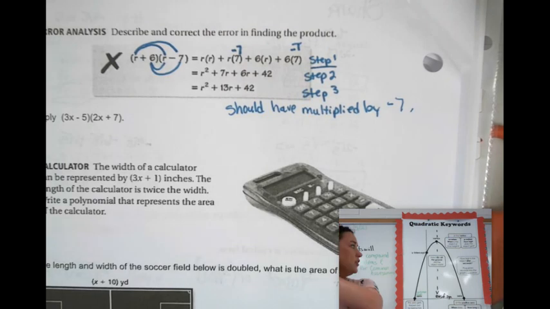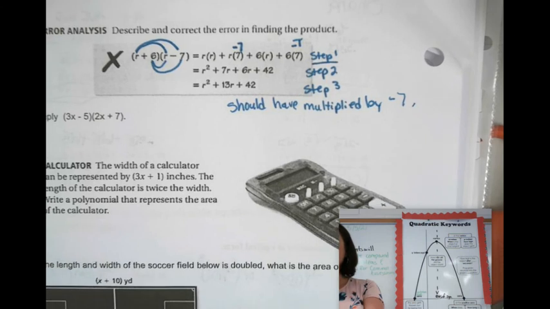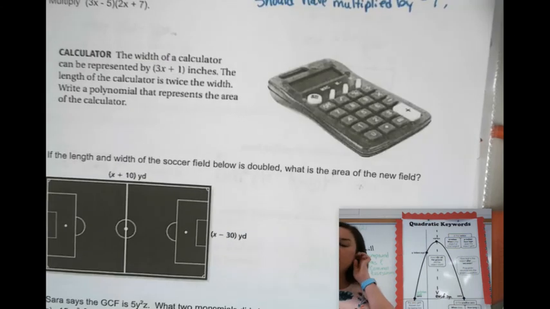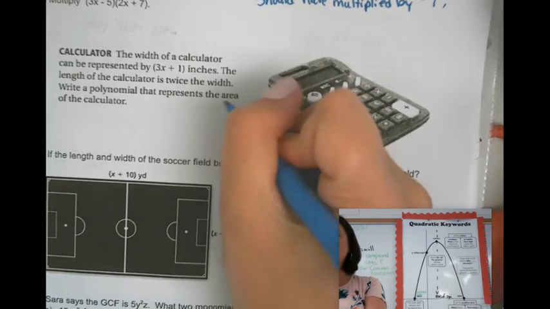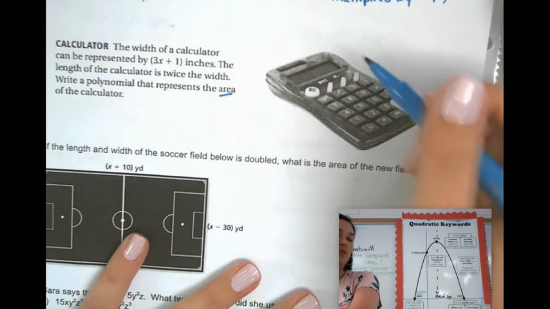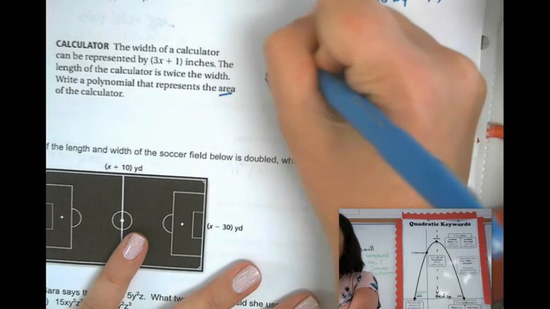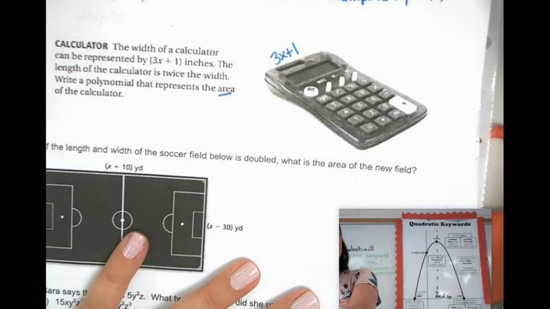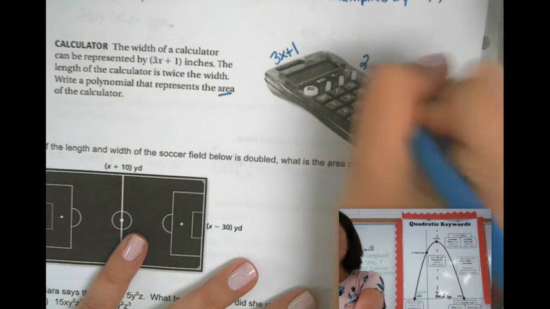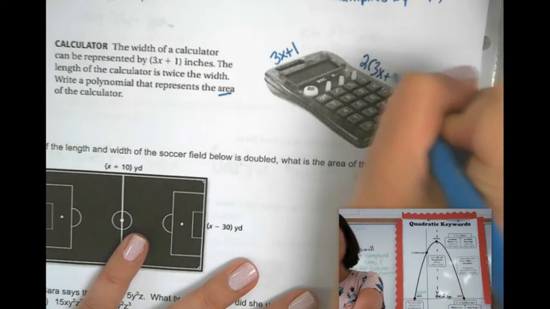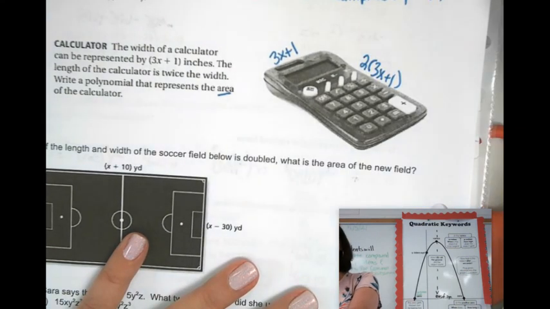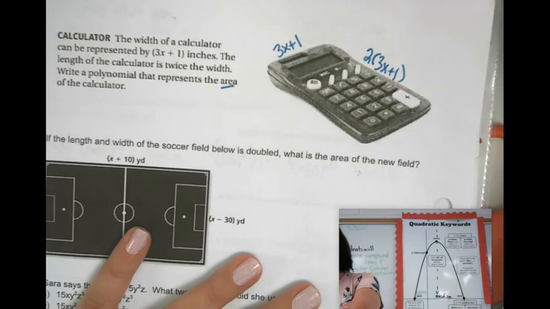All right, we're going to look at number 13 together. It says calculator. The width of a calculator can be represented by 3x plus 1 inches. The length of the calculator is twice the width. What does twice mean? Times 2. Write a polynomial that represents the area. So I'm going to label this calculator over here. The top is 3x plus 1. The side is twice that. So that is 2 times 3x plus 1. Does everybody agree with that? It said twice, so I'm just multiplying it by 2.